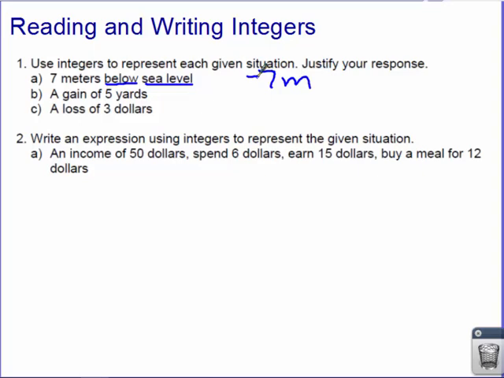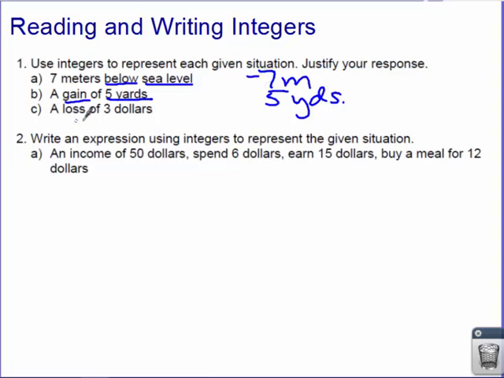A gain of 5 yards. Well, we know 5 yards is our number. But then this gain is a word that represents positive or plus. So this would be positive 5 yards. And when we have a positive, we don't have to write a plus. It's okay if you do, but you don't have to. If there's not a sign, then we automatically assume the number is positive. That's why it's so important to put a negative when your number is negative.